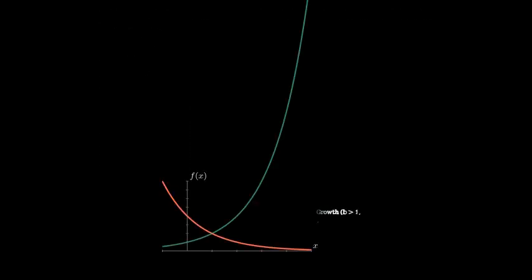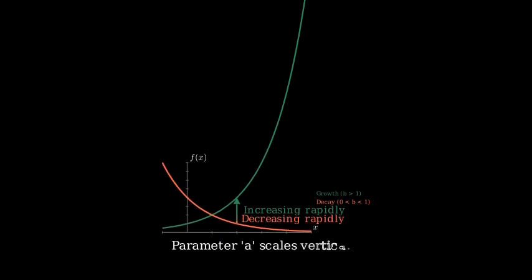If b is greater than 1, the function models exponential growth. Think of a population that doubles every generation or money growing with compound interest. If b is between 0 and 1, the function models exponential decay. This could represent radioactive decay, or the depreciation of a car's value. The parameter a simply scales the graph vertically and must be non-zero.